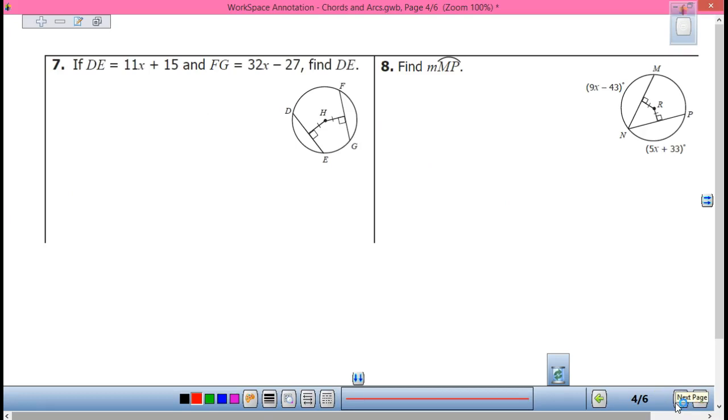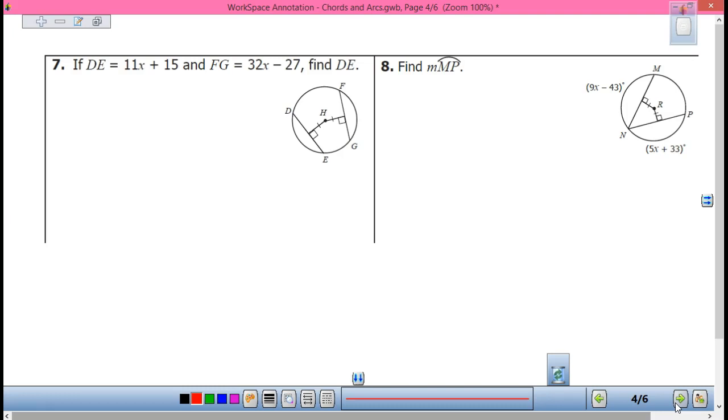All right, so this one says DE and FG. Okay, what do we know about DE and FG? They're congruent. Why? How do we know that they're congruent? Yep, well, because they're equidistant from their perpendiculars. Okay.